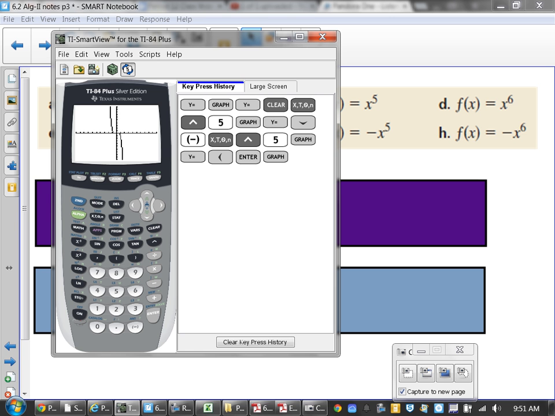Now, if I'm looking at this one, what's different when it's negative x to the 5th? It's flipped, right? Okay. Let's look at x to the 6th. Let's change these out to x to the 6th.